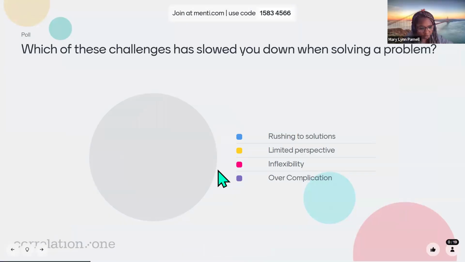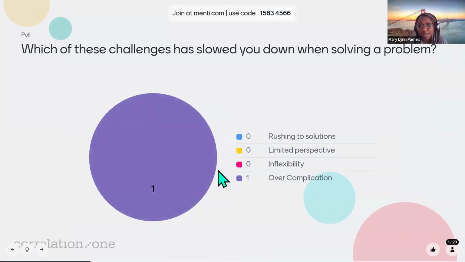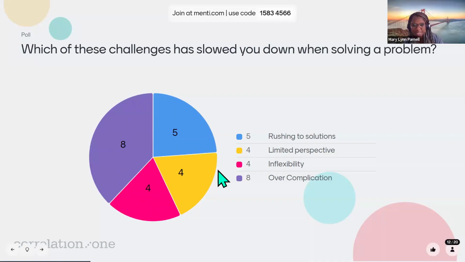So, this is a personal reflection. Have you found that you rush to solutions? Have you found that you are often limited by perspective? Are you inflexible? Or do we just overcomplicate things? Awesome. Yeah. Overcomplication is winning. Let's see.